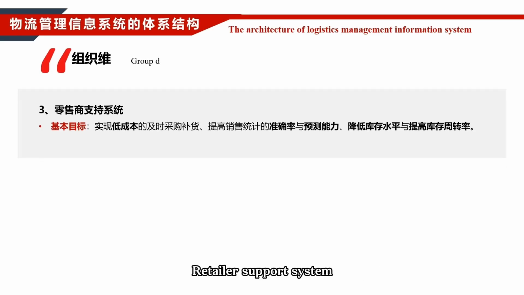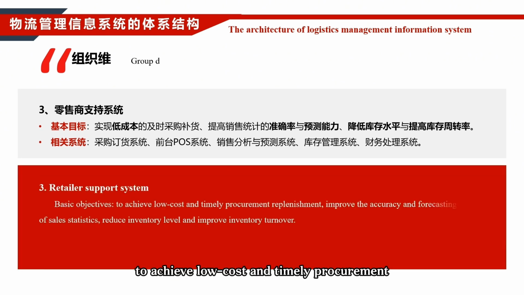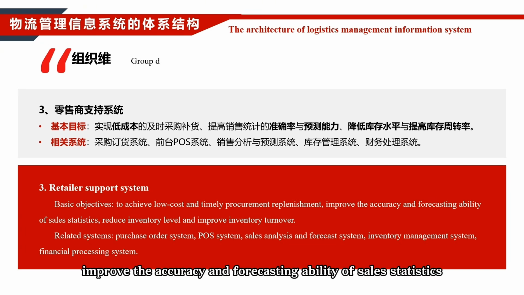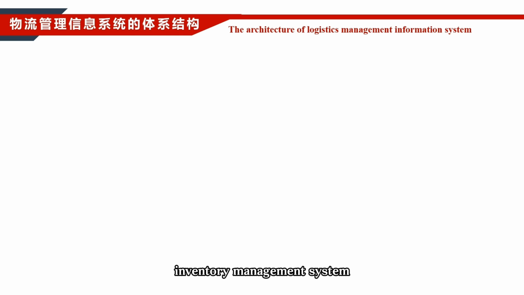3. Retailer support system. Basic objectives: to achieve low cost and timely procurement, replenishment, improve the accuracy and forecasting ability of sales statistics, reduce inventory level, and improve inventory turnover. Related systems: purchase order system, POS system, sales analysis and forecast system, inventory management system, financial processing system.